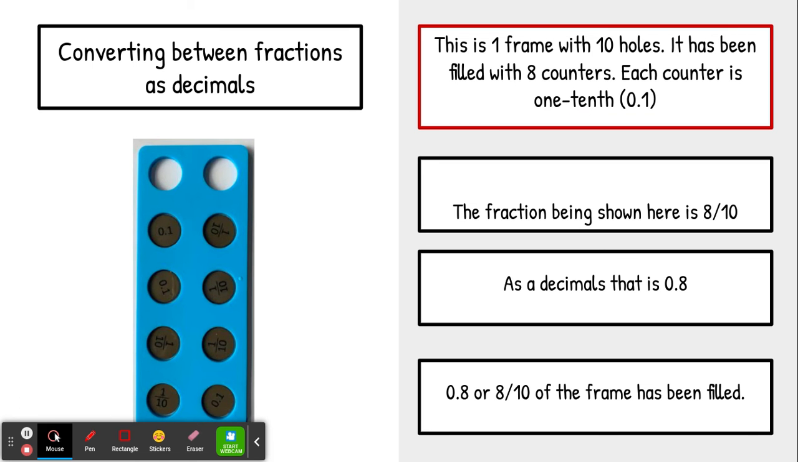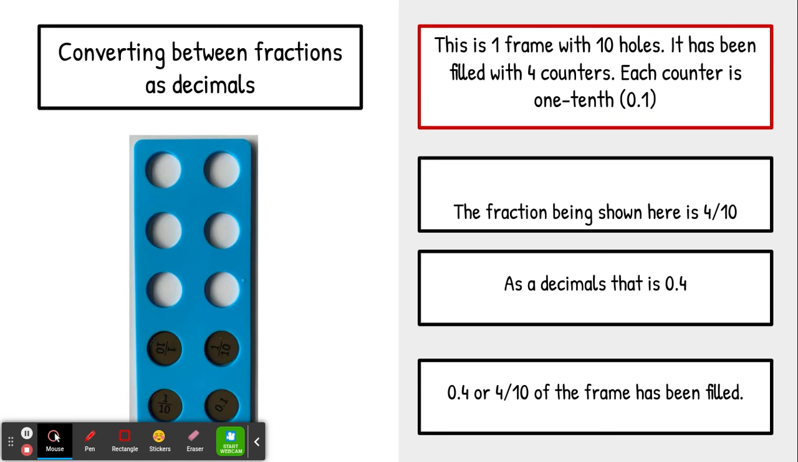Now here's another example. This is one frame with 10 holes, and it's been filled with 4 counters this time, but they're still the same. Each counter is worth 1/10. So the fraction being shown here is 4/10, and as a decimal, that's 0.4. So 0.4 or 4/10 of the frame has been filled. Now again, think of this in relation to 1. So if I added 6 more counters, that would be 10/10, which is 1.